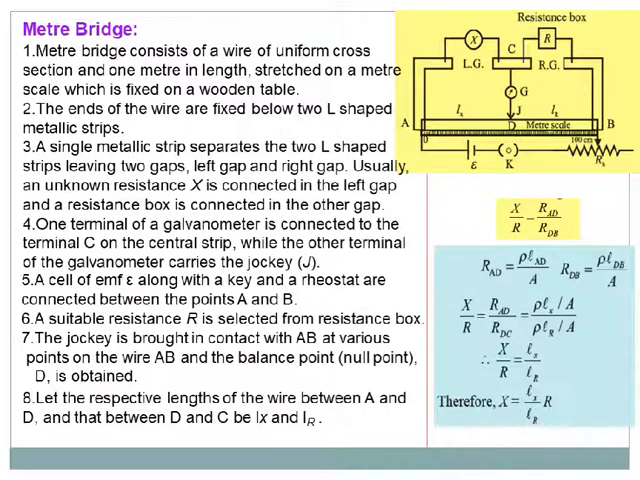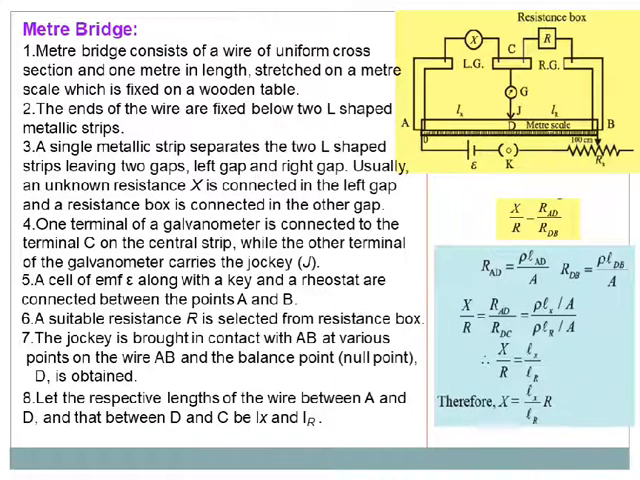Now, in the left gap or in one of the gaps, one resistance is known to us and another resistance is unknown. By using this, we are going to find the value of the unknown resistance in one of the gaps. Here we connect the unknown resistance, which may be a wire wound on a wooden strip. We are going to find the resistance inside that wire connected in the left gap.